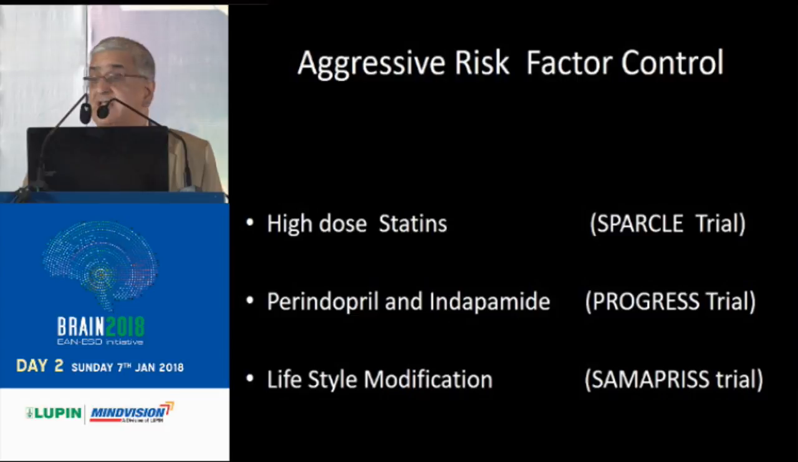And it was used in the SAMMPRIS trial, which all of you know. And in that, there are criteria for lifestyle modification, how much a person has to walk, whether he can jog, under supervision. There is a software for that, which is called Intervent. And so aggressive lifestyle modification also is a very important part of secondary stroke prevention. It's not that just giving one tablet of aspirin or one statin is going to do the trick. Lifestyle modification has now been accepted and validated as a secondary stroke measure.